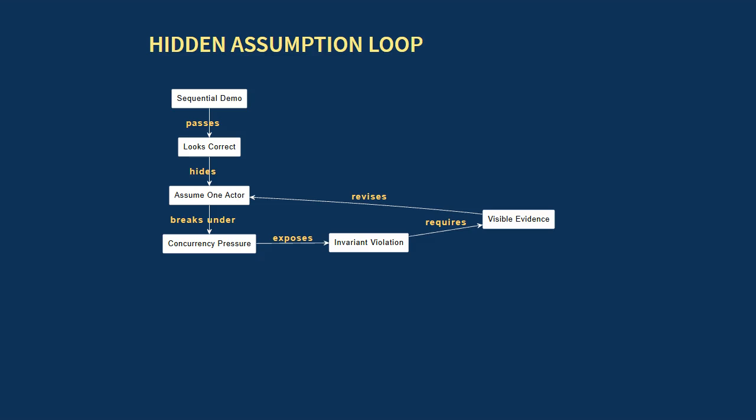The dangerous loop starts with success. The demo passes, so we assume the design is safe, but the demo may only prove that one actor behaved nicely. Why did the sequential test pass if the design was actually unsafe? Because the failing interleaving never occurred, the test avoided the gap between read, decision, update, and side effect.